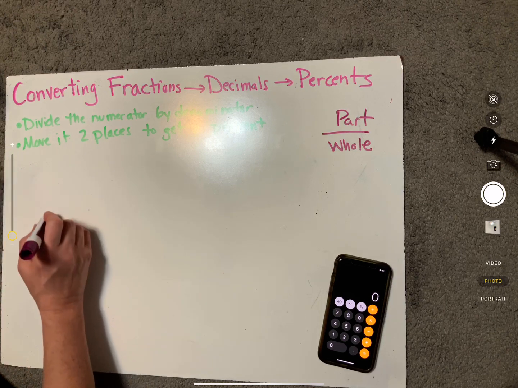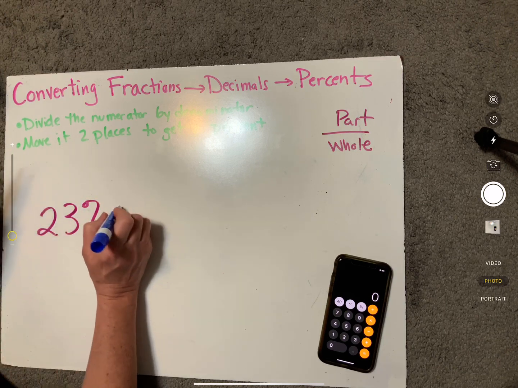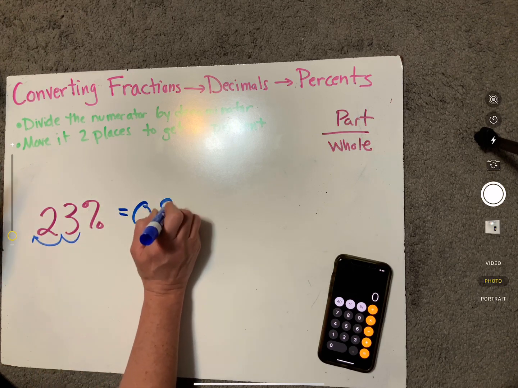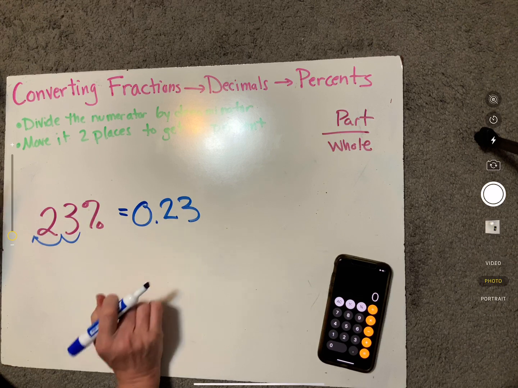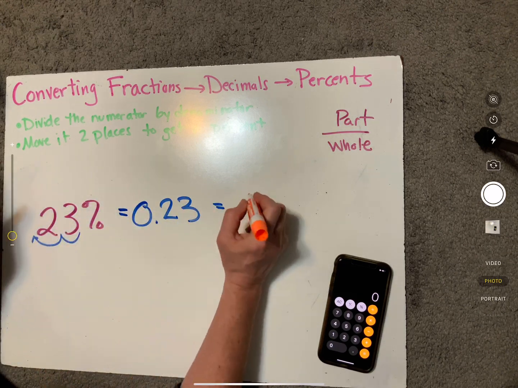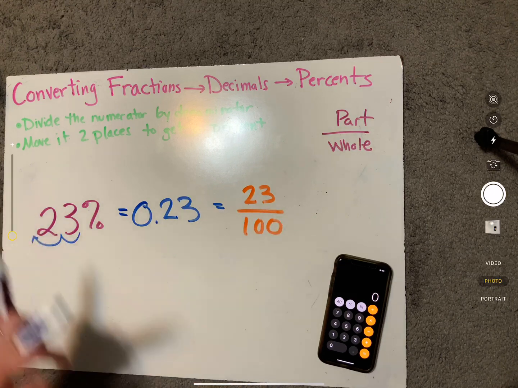So let's do 23%. So to make this a decimal, we would go 1, 2, 23 hundredths, right? And then to make this into a fraction, we'd have 23 over 100. Okay?